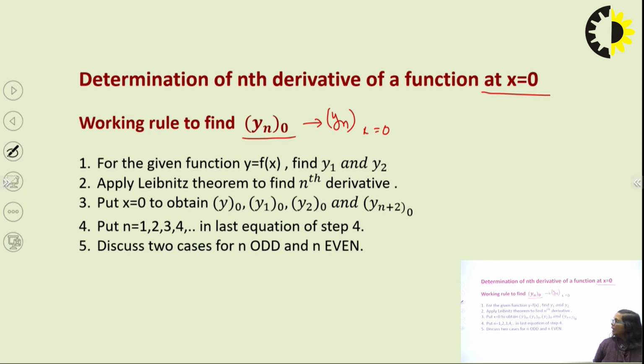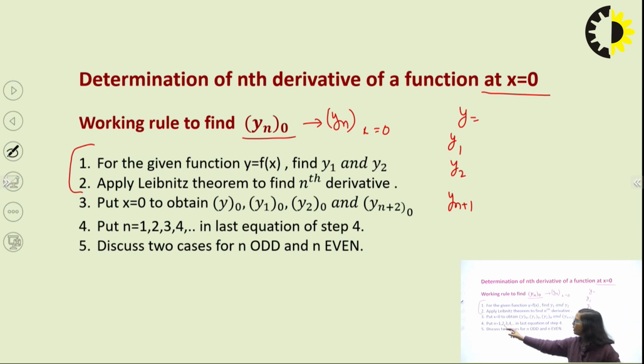If I look at this, the first two steps are the same as what we are doing over here. For the given function y equal to f(x), find y1 and y2, the first and second derivative. Apply the Leibniz theorem to find the nth derivative, like this one. They are the same as we did in the previous slides. Look at what we have to do in the third step: put x equal to 0 to obtain y(0), y1(0), y2(0) and y_{n+2}(0), meaning in the expressions where we have written y1, y2 and y_{n+2}, in all these four relations, just put x equal to 0.